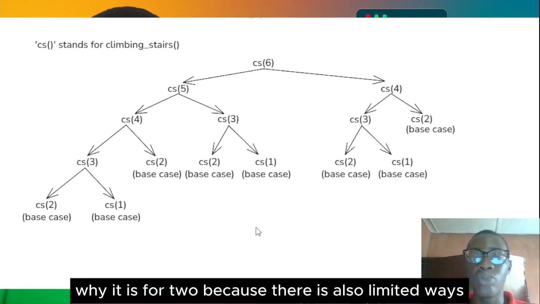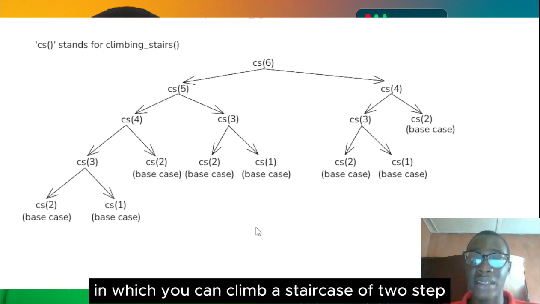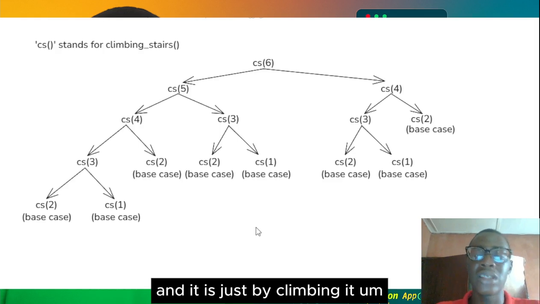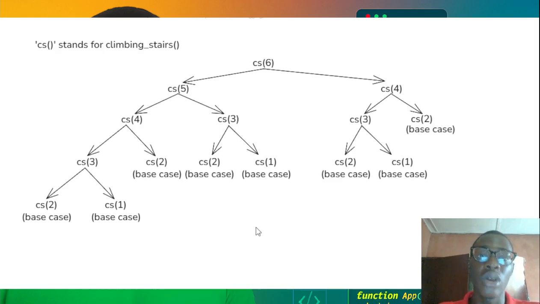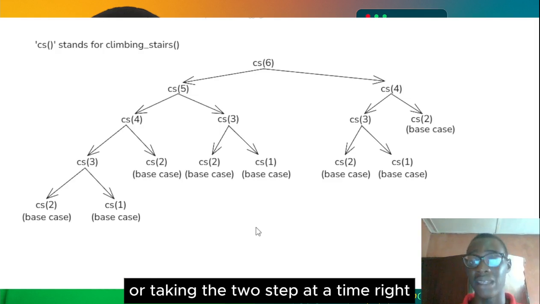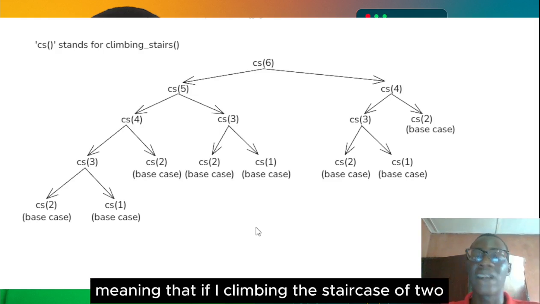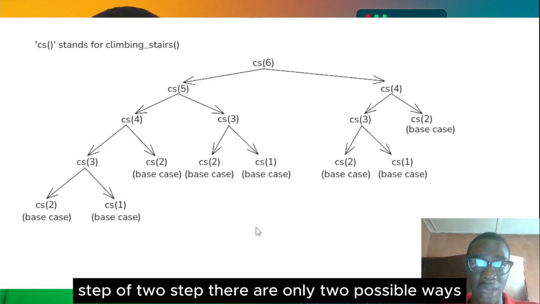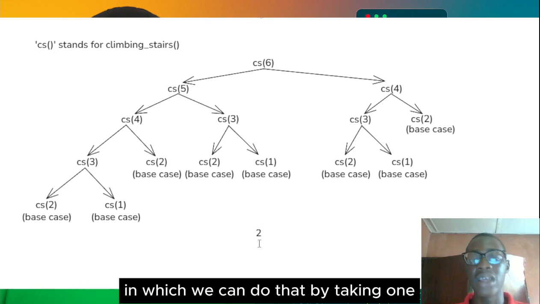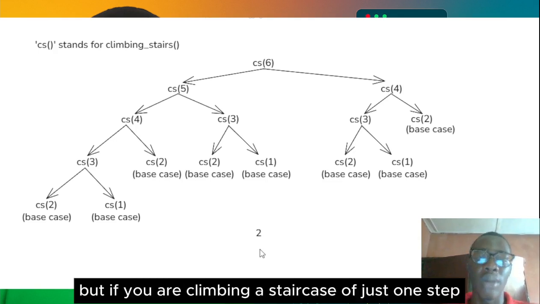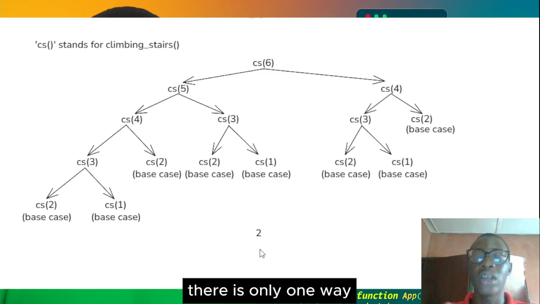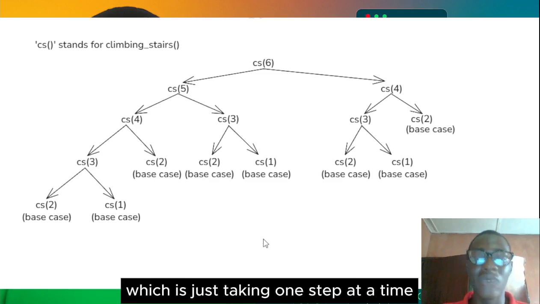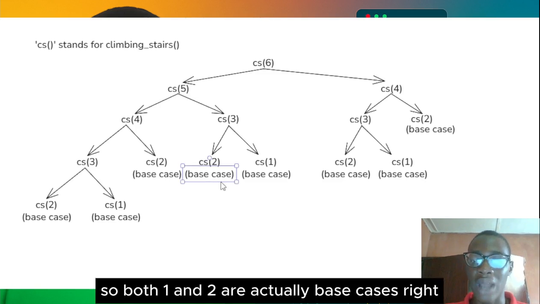It is for 2 because there are also limited ways in which you can climb a staircase of 2 steps, and it is just by taking 1 step at a time or taking 2 steps at a time, right? Meaning that if we are climbing a staircase of 2 steps, there are only 2 possible ways to do that, by taking 1 or taking 2 at once. But if we are climbing a staircase of just 1 step, there is only 1 way, which is just taking 1 step. So both 1 and 2 are actually base cases, right?